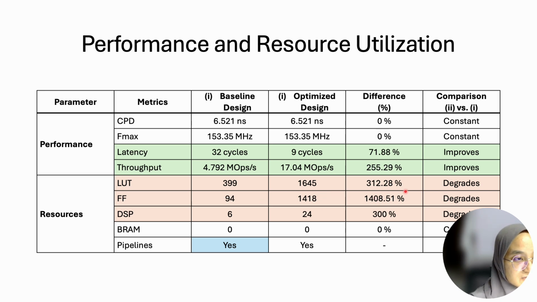So it's a trade-off between performance and resource utilization. I also put here that the pipelines are being defined in the baseline design. It's in blue color because I didn't define it, but the Vitis HLS tool is intelligent enough to optimize the design for me to achieve a better result.